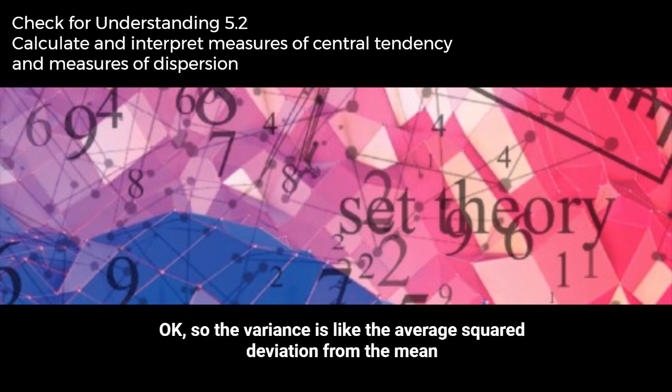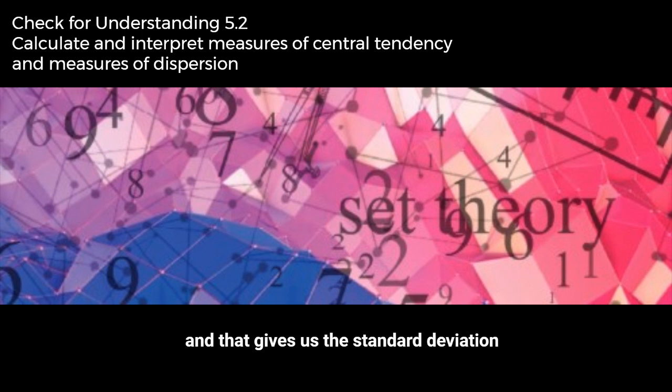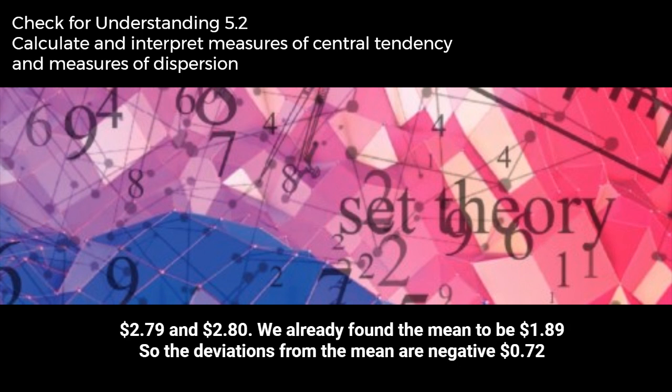Okay, so the variance is like the average squared deviation from the mean. Pretty much. And then the final step is to take the square root of the variance, and that gives us the standard deviation. Okay, so let's go back to our gasoline price example. $1.17, $1.52, $2.79, and $2.80. We already found the mean to be $1.89.